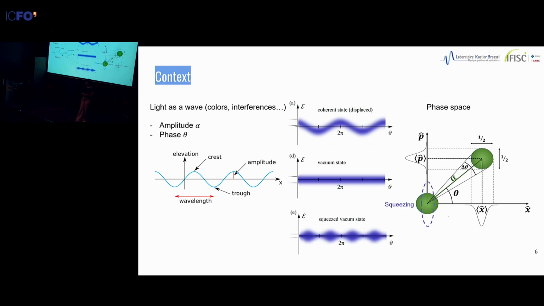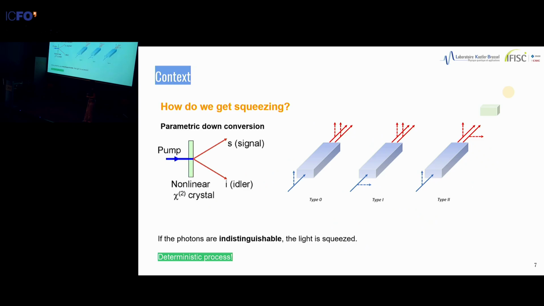Sometimes, though, we can have squeezing, meaning that we reduce the uncertainty below the vacuum level in one of the two axes. And this will be very useful for later because it's really a resource. All of this is continuous quantities, so at least now we understood why I was talking about continuous variables. How do we get squeezing? With parametric down conversion, which is a nonlinear process. You have a nonlinear material, like a crystal or a waveguide. You pump it very strongly, and the light that you have at the output will be squeezed if your material has some specific characteristics.